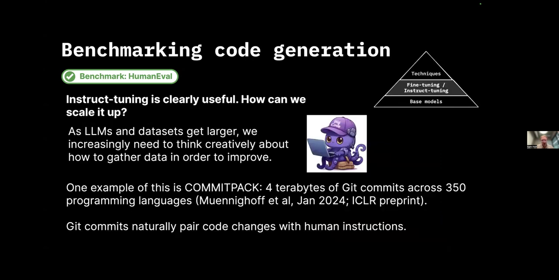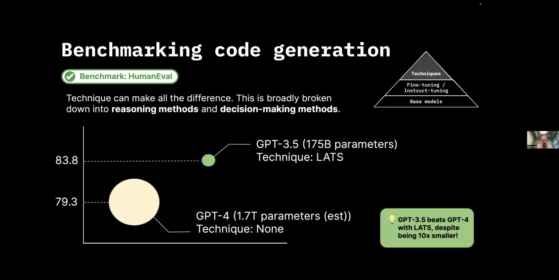And then instruct tuning is clearly useful. So how can we use it? As LLMs and data sets get larger, we increasingly need to think creatively of how to gather data in order to improve. And one example of this is CommitPack, which is 4 terabytes of Git commits across 350 programming languages, and also comes from this paper called OctoPack. And Git commits naturally pair code changes with human instructions. And we're actually seeing Git commit datasets become more commonplace as code generation capabilities become stronger, particularly for SWE-bench, which stands for software engineering-based tasks, as we'll see more of that.